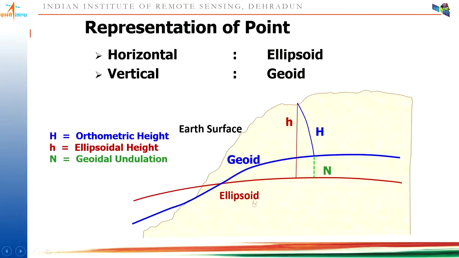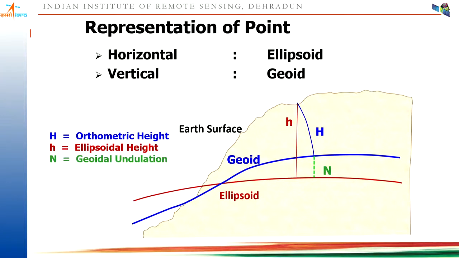Suppose the geoidal height of any point is capital H, and the ellipsoidal height is the small h, and the difference between them is basically called the geoidal undulation. So if you see the earth surface, and inside that one ellipsoid, one geoid, one height will be from the geoid, one height from the ellipsoid, and the difference is called the geoidal undulation.